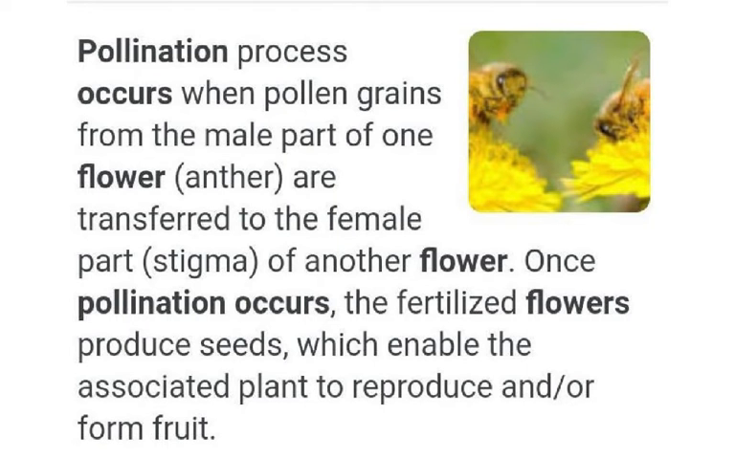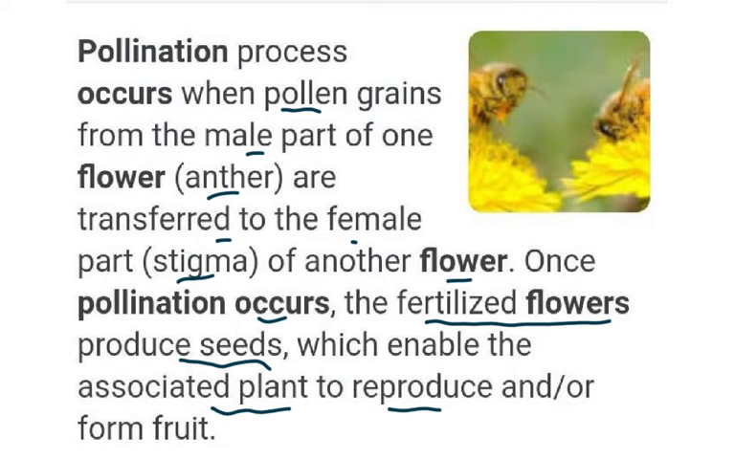Now let's come to the topic of pollination. What is pollination? Pollination is the transfer of pollen from the anther to the stigma. Very simple. Of course, we can explain it in a number of ways. Pollination occurs when pollen grains from the male part of the flower, which is the anther, are transferred to the female part, which is the stigma of another flower. Once pollination occurs, the fertilized flowers produce seeds, which enable the plant to reproduce or form the fruit.